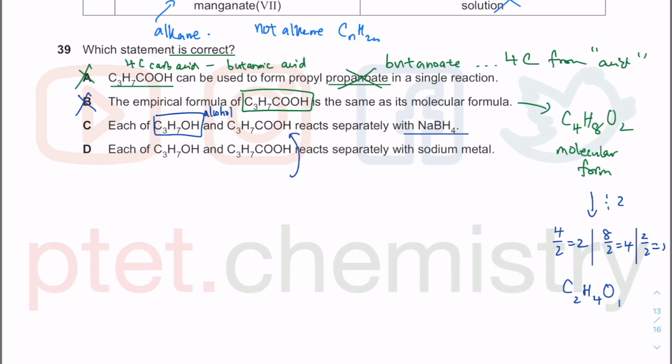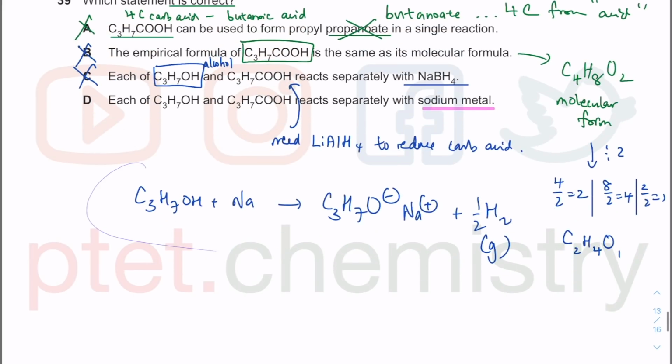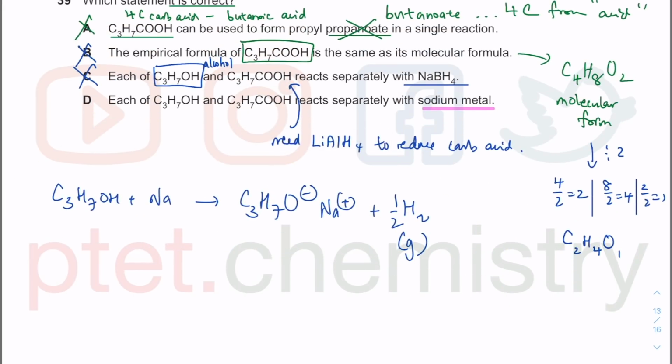You need LiAlH4 to reduce carboxylic acid all the way to primary alcohol. So C is definitely wrong as well. Now each of them will react with sodium metal. Sodium is a very reactive metal. You get alcohol. Alcohol will react with metal to give you the alkoxide, so C3H7O minus, and you get Na plus as a redox reaction here, and you get half H2 produced as a gas. So you will see this redox reaction very, very rapidly, obviously.